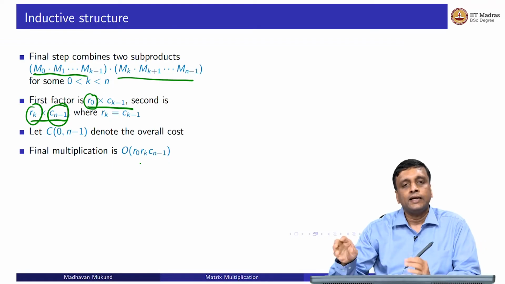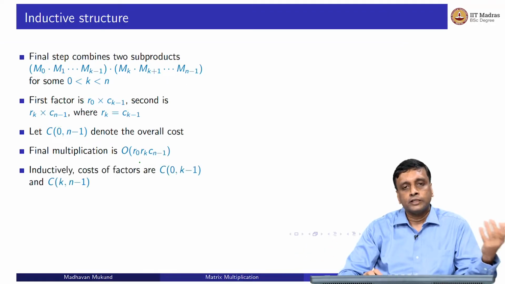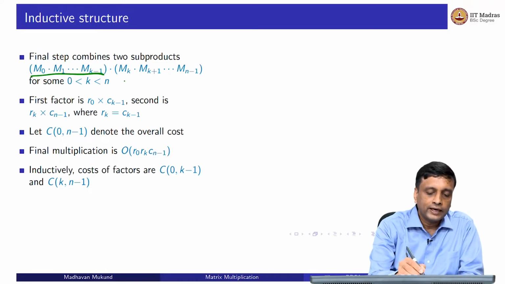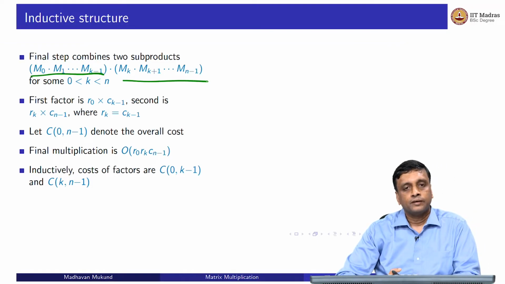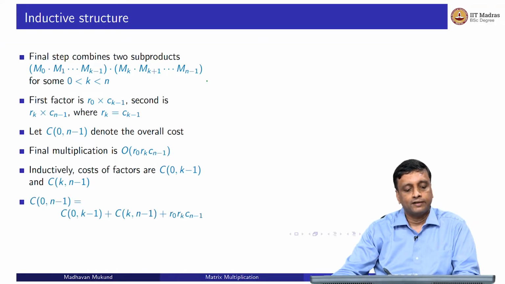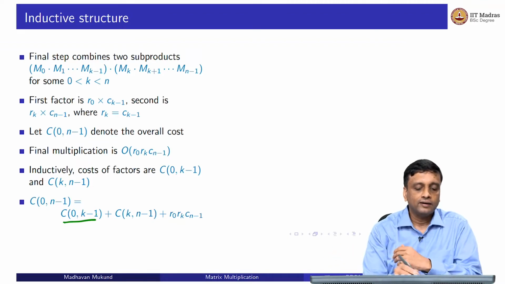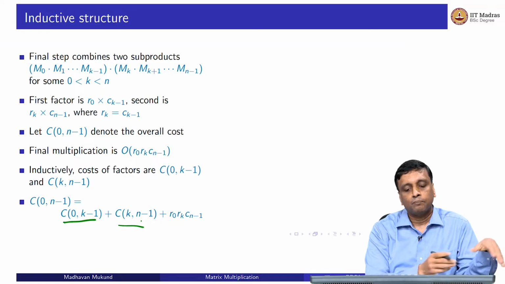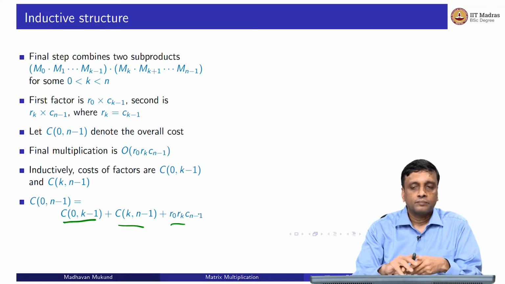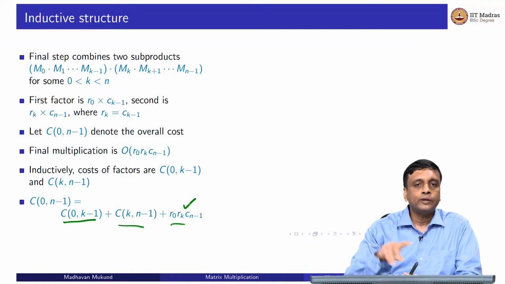And then inductively I have incurred a cost in getting to this stage at all. So I must have done something from 0 to k-1 to get this matrix. And similarly, I must have done something from k to n-1 to get this matrix. Right? So these were the inductive problems I solved. So my total cost is going to be the sum of these 3 values. It's going to be the cost of building up the first factor, the left factor, the cost of building up the second factor, plus the cost of combining these 2 factors in a final multiplication. So this is the only one that I know explicitly. The other 2 I have to inductively compute.